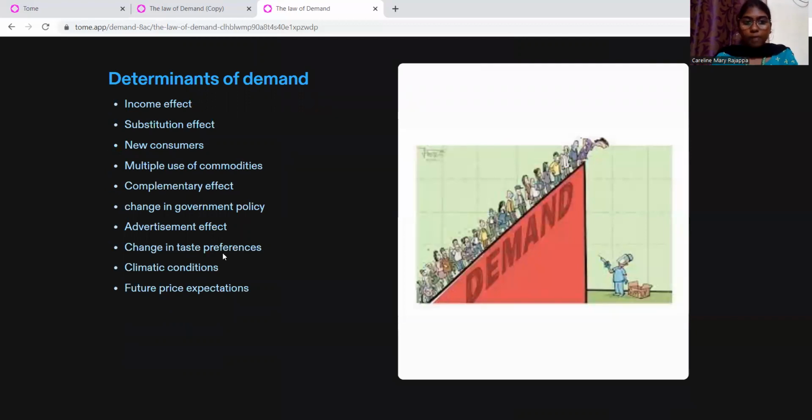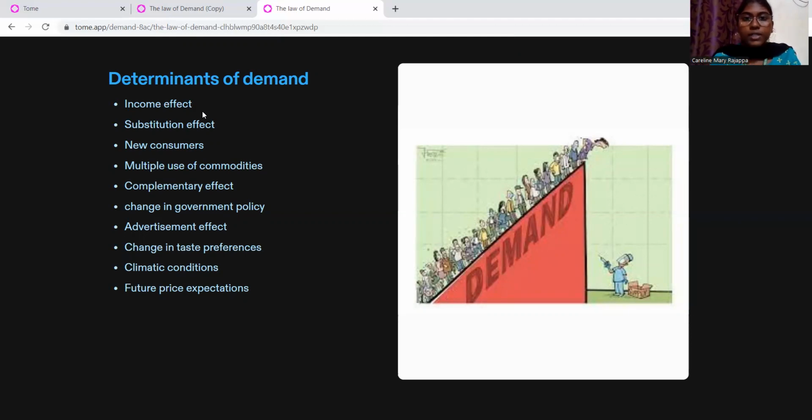The determinants of demand are income effect, substitution effect, new consumers, multiple use of commodities, complementary effect, change in government policy, advertisement effects, change in taste preferences, climatic conditions, and future price expectations. The income effect is like a person's income, where he has the ability to buy a luxury item or a moderate item. That explains the determinant of demand.